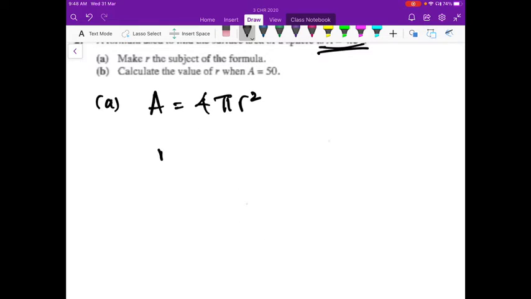Right, r squared. A over 4 pi. So what she did was to divide by 4 pi on both sides. Then we are left with r squared only. But they didn't want r squared, they want r. So what shall our next step be? Square root. r equals square root of A over 4 pi. Like this. Confirm?